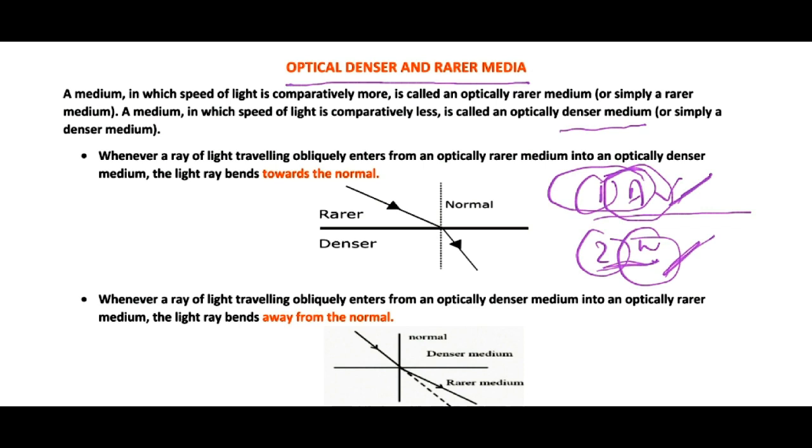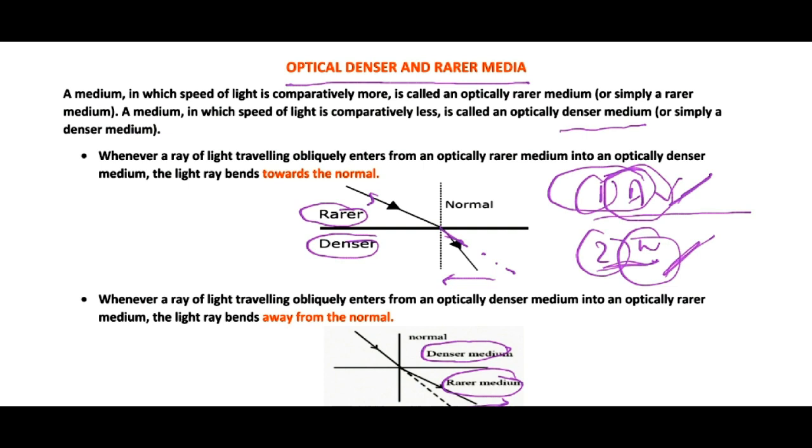Now some of the points you need to remember in this. First point is, whenever a light ray goes from a rarer medium to denser medium, it bends towards the normal. Now look, the initial path of incident ray is like this. It bends towards normal. Second point is, when a light ray goes from a denser medium to rarer medium, then it bends away from the normal. Clear?